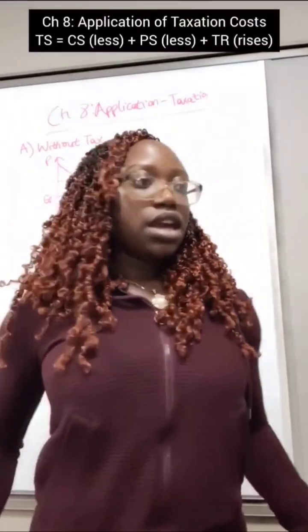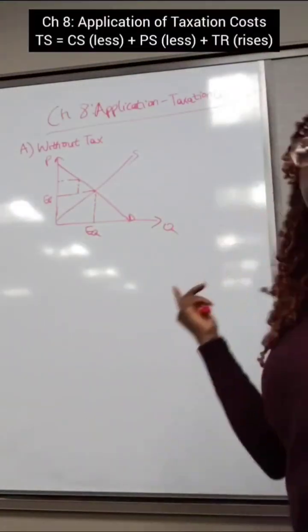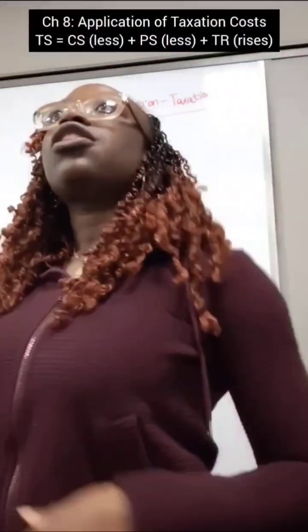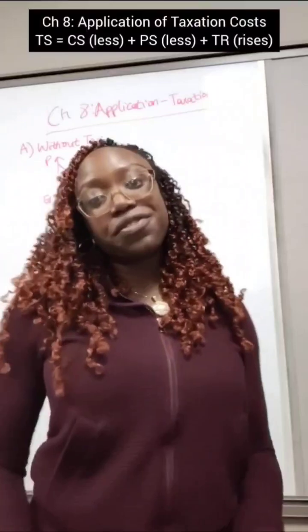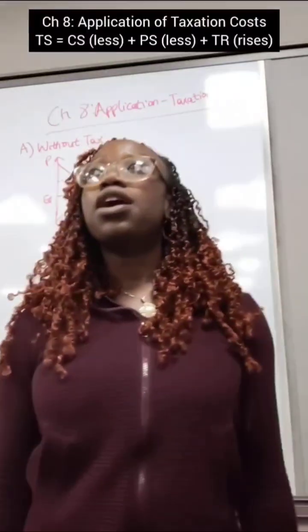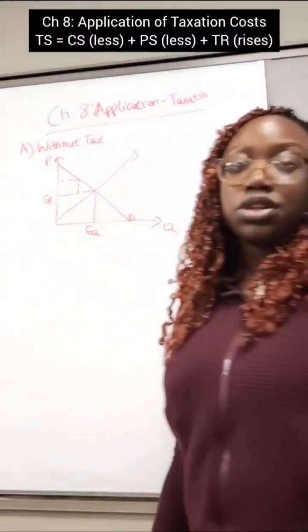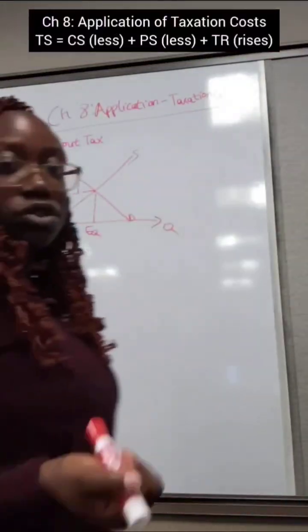So this is chapter 8, and we're going to be covering application. So we're going to apply taxation. So when government imposes tax on goods and services, what does it mean for the welfare of the consumers and the producers? Okay, so remember without tax, in chapter 7 we covered consumer surplus and producer surplus, right?